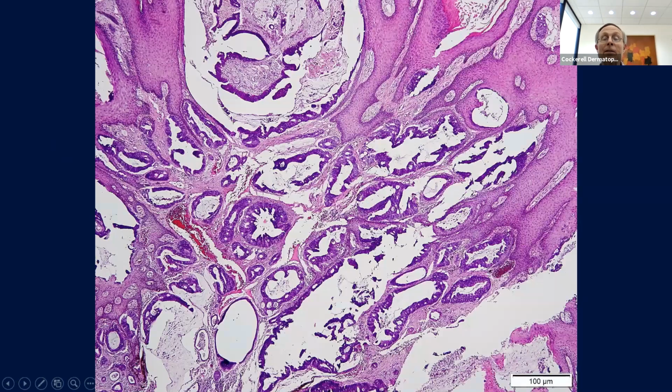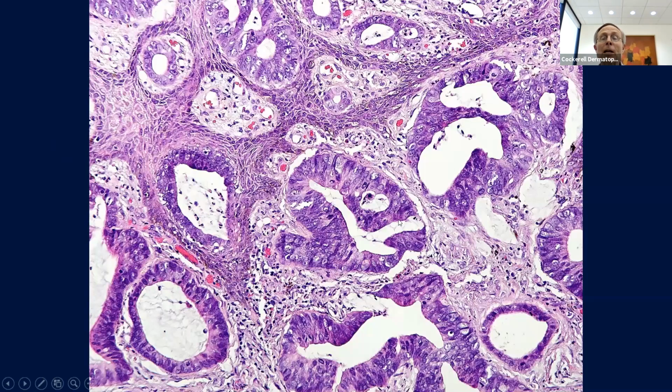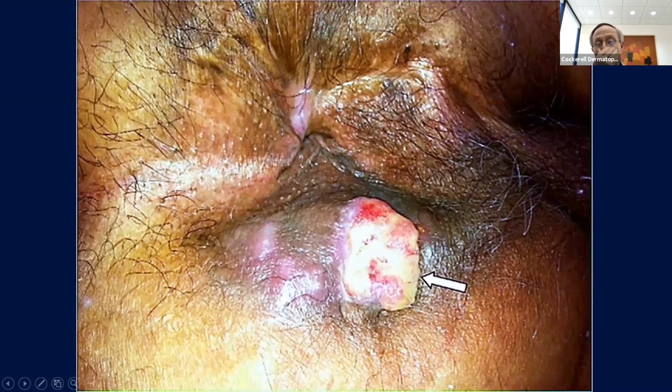And if you go to this magnification, you can see the glands look columnar. They've got these long cells in here with mucin in their cytoplasm. It's got some necrosis in here. There's some necrotic material in the center of these little glands. So this looks like an adenocarcinoma.